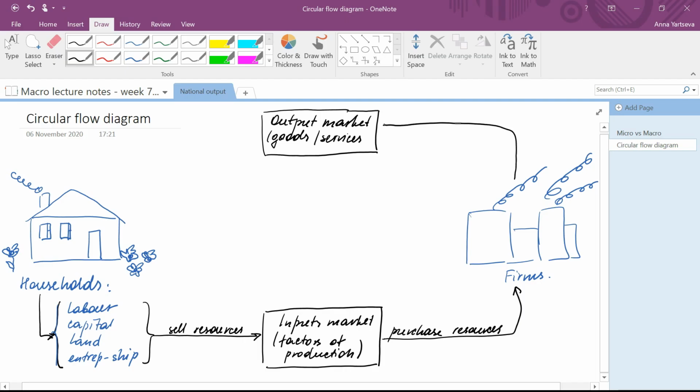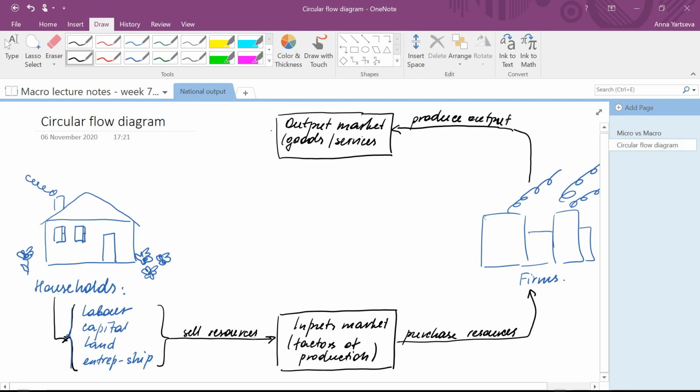Then they transform these resources and produce certain output, which is goods and services, and they will be able to sell these goods and services in the output market. Sell to whom? Sell to households. Households will purchase these goods and services, which completes our first flow in the circular flow diagram, which we are analyzing.